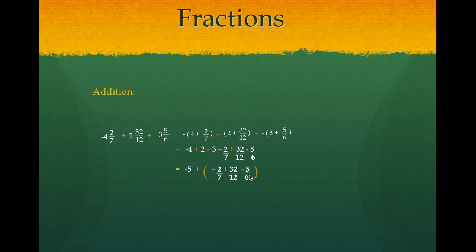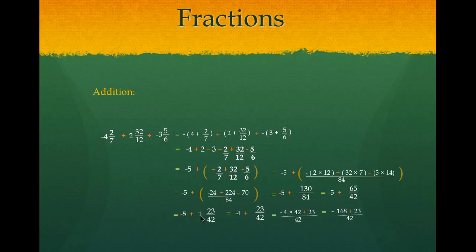So this is again the addition of the fractions like we did earlier. So we'll again make the denominator same. We'll take the LCM, which is 84. So we'll get minus 5 and this. So this will be minus 5 plus 130 by 84. So we'll simplify this in simplest form. We'll get 65 by 42. Now since this is an improper fraction, we will convert this into mixed fraction. We'll get minus 5 plus 1 23 by 42. Again we'll take the whole number together. So this will be minus 4, 23 by 42.